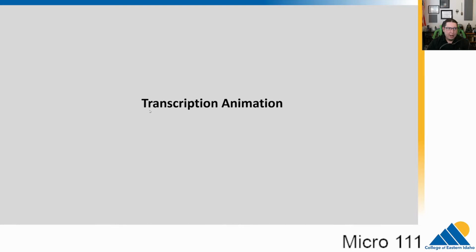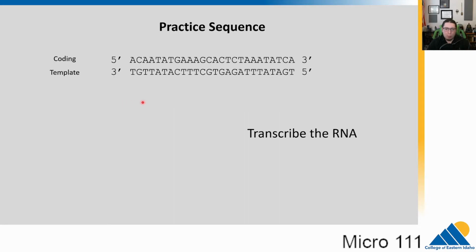All right, so I think that animation illustrates what's going on quite nicely. Now, it's our turn to practice this. Okay, now we're going to get some practice transcribing DNA into RNA. So I have a double-stranded sequence of DNA here, and you are going to transcribe it into RNA for me. I've even labeled which is coding and which is template for you. So go ahead and pause the video. Go ahead and grab a piece of paper and transcribe this RNA for me.